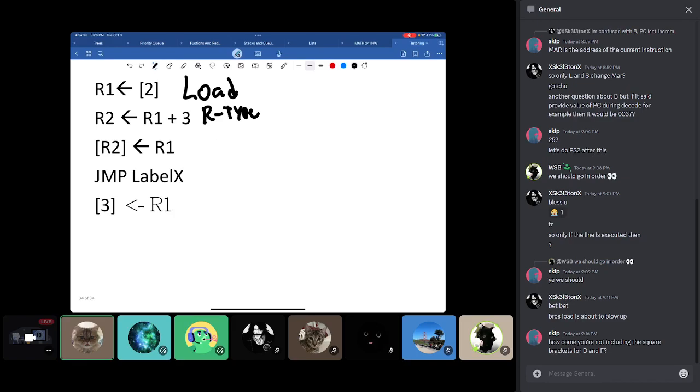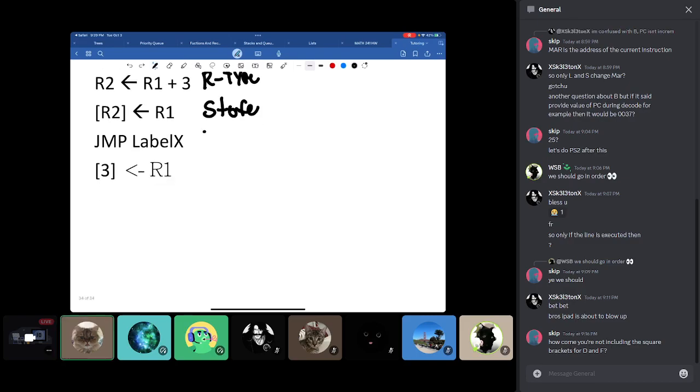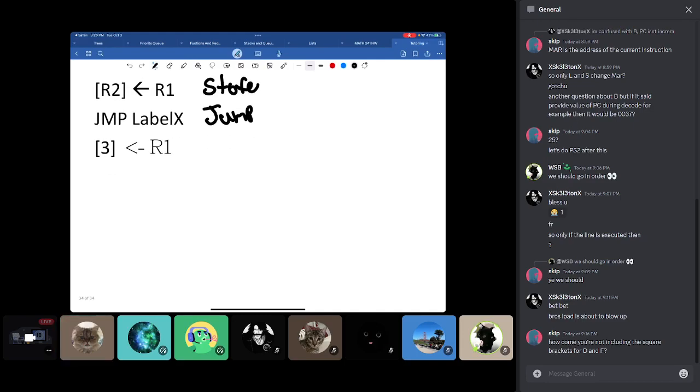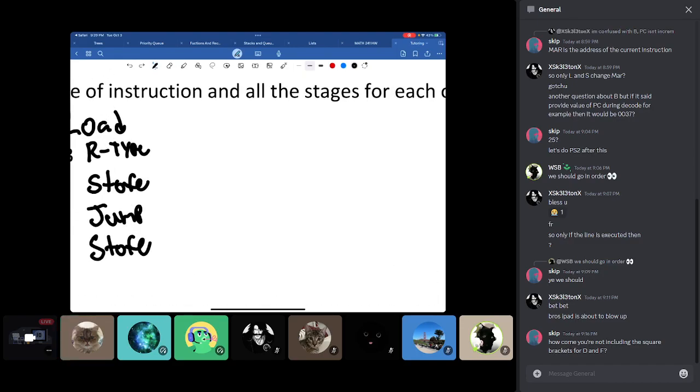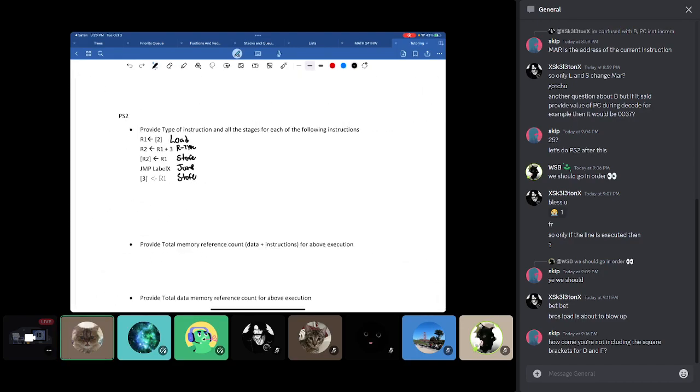This right here is a store. Taking some value from a register and storing it at some address in memory. This is just a jump, meaning we're jumping to some label which contains an address. And then here, this is just a store. He said don't let the font fool you. That is just an error. So, yeah. Alright. And then it says provide all the stages of each of the following instructions.